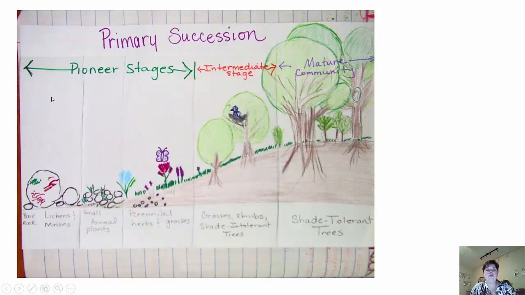Your first three tabs across the top, you need to label Pioneer Stages. The heading for this is Primary Succession. The fourth tab, please label that Intermediate Stage. And the last tab, label that Mature Community.